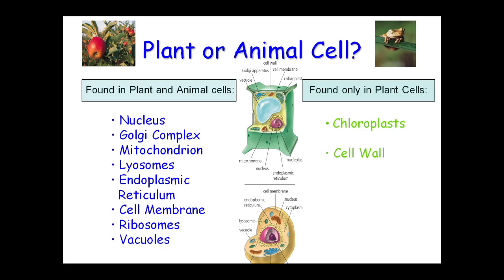At the last, we have to discuss the plant and animal cell comparison, where various cell organelles are listed that are found in both, like the nucleus, Golgi complex, mitochondria, lysosome, endoplasmic reticulum, and several others. But only the chloroplast and cell wall are the organelles that are found in the plant cell only.